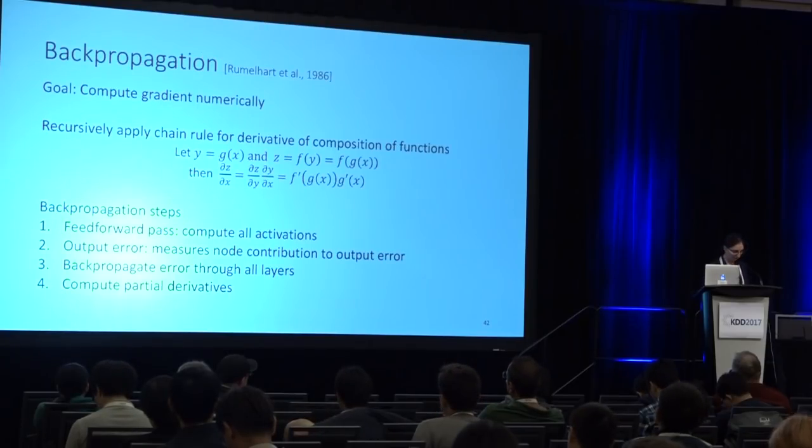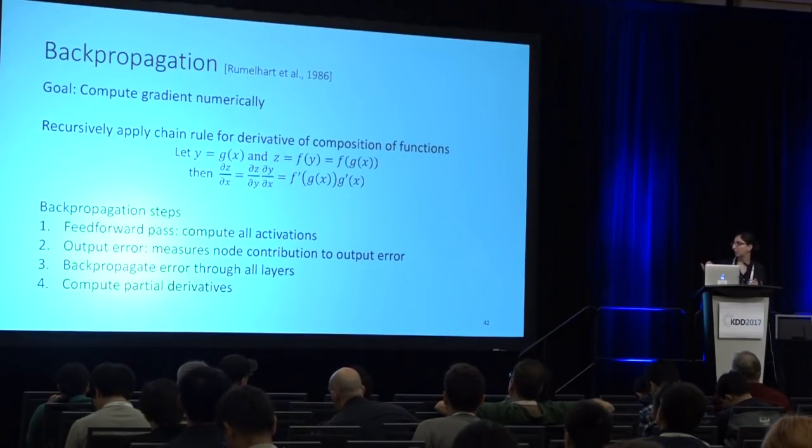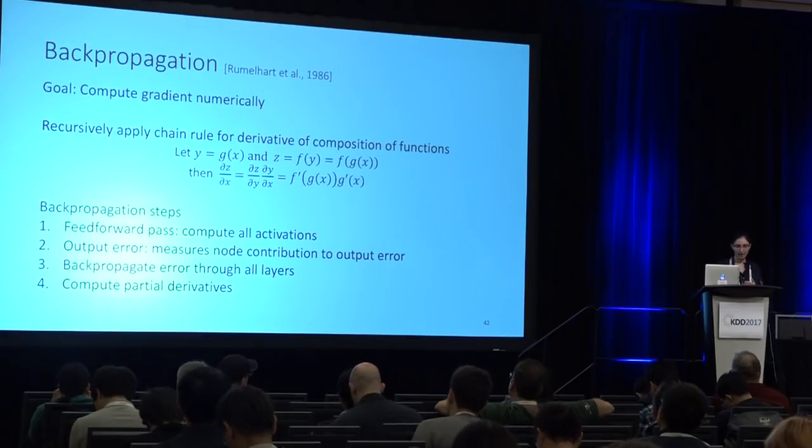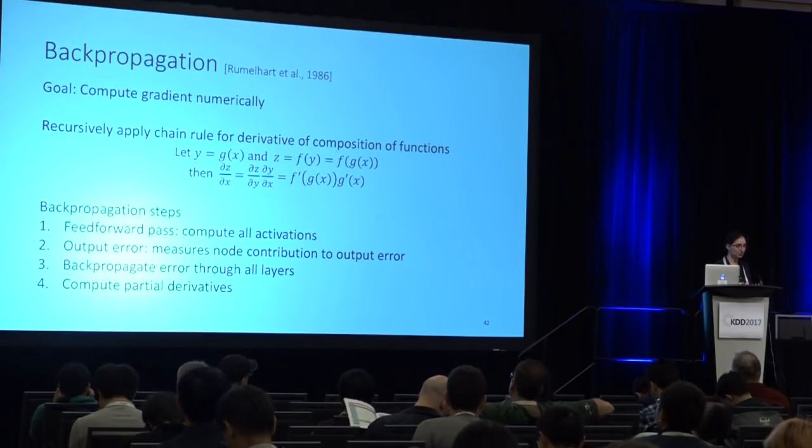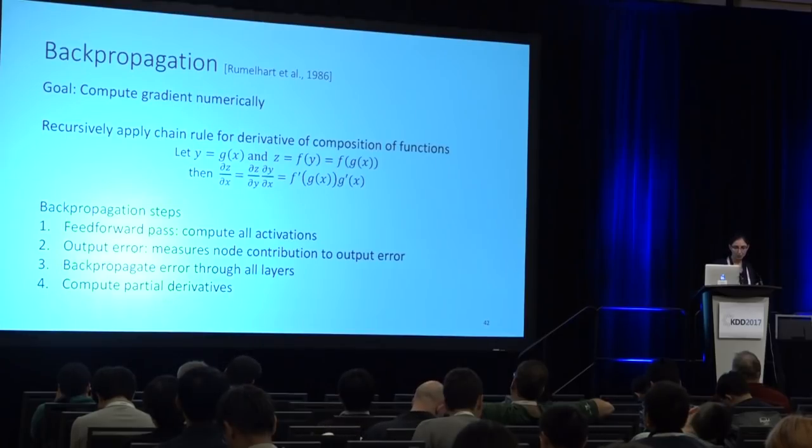A few words about backpropagation. So what is backpropagation? It's a technique to compute the gradient numerically at every step of the gradient descent. And it works by recursively applying the chain rule for a derivative of compositions of functions. So I give you an example here.